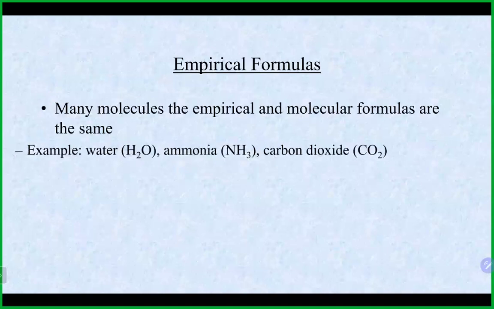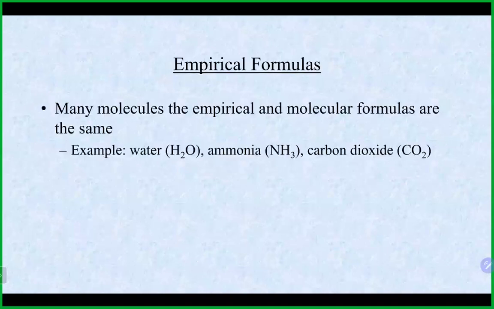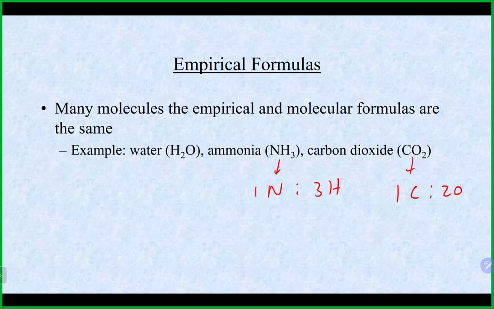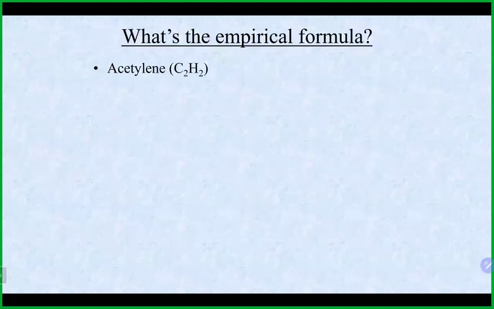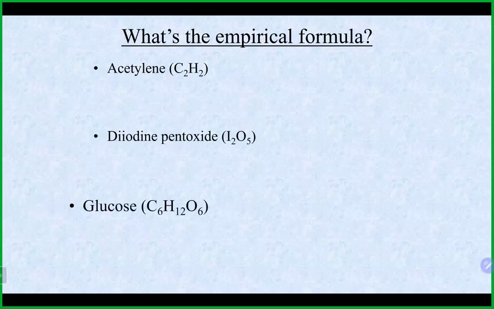Okay, let's continue where we left off. As I mentioned, for many molecules the empirical and molecular formulas are the same. Water is one example. Ammonia is 1 nitrogen for every 3 hydrogens, and there's no way to reduce that and keep whole numbers. Same thing with CO2, 1 carbon for every 2 oxygens. So why don't you take a moment for each of these and write what the empirical formula should be if these are the molecular formulas.